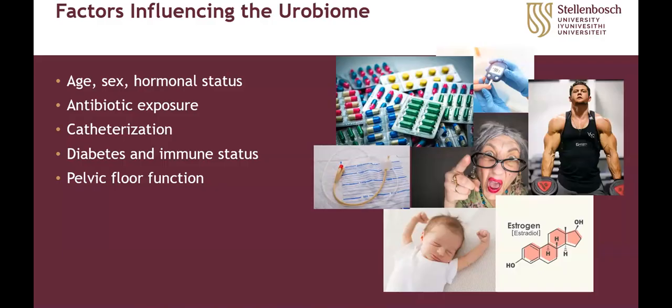With sex, females have a shorter urethra. It's in closer proximity to your vaginal and your gastrointestinal microbiota, so there's a greater influence from your vaginal and periurethral flora, whereas in males, with a longer urethra and the antimicrobial properties of your prostatic secretions, there are lower rates of ascending infections.